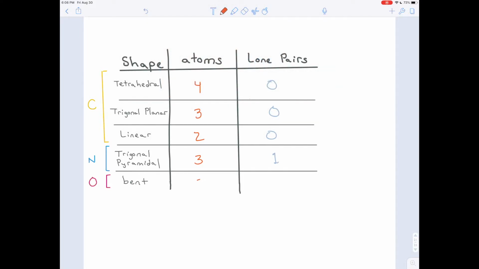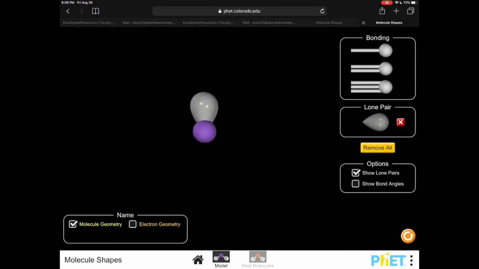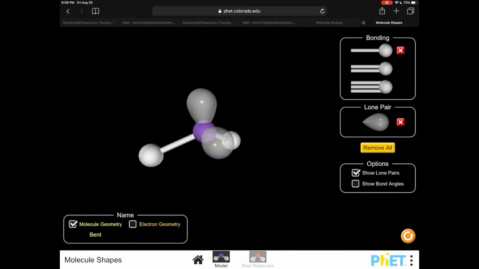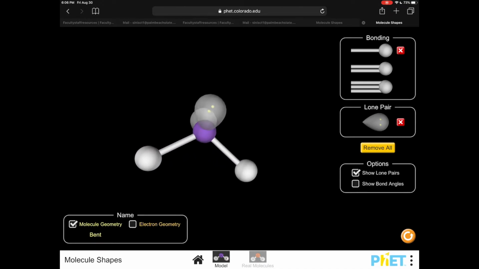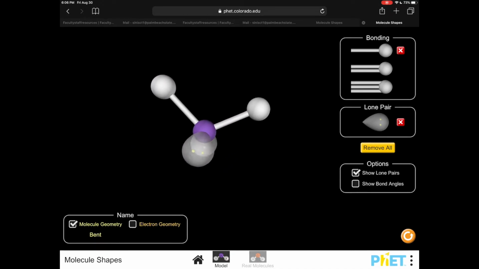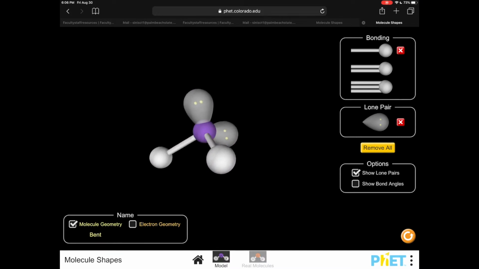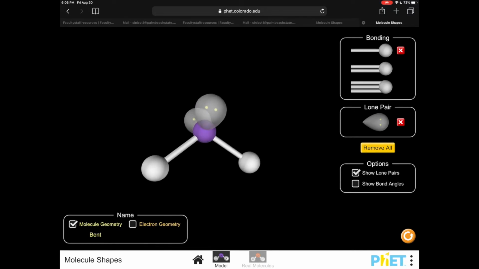And last but not least, if you have two atoms and two lone pairs bonded to your central atom, the shape you get is bent. And this often happens with oxygen. So imagine you have two atoms bonded to your central atom, and two lone pairs. You get this bent shape. It almost looks like a V. There's a bend there. And that's the shape you get when these lone pairs and the bonds repel each other, and they get as far as they can.